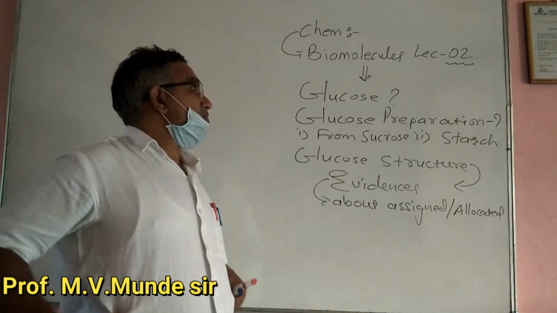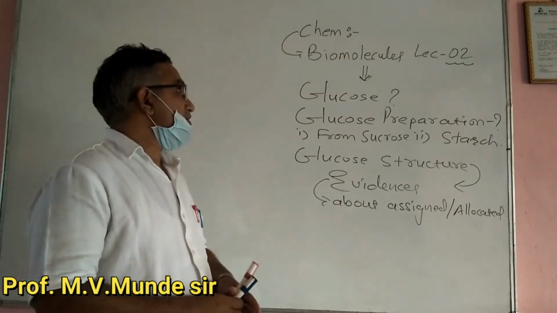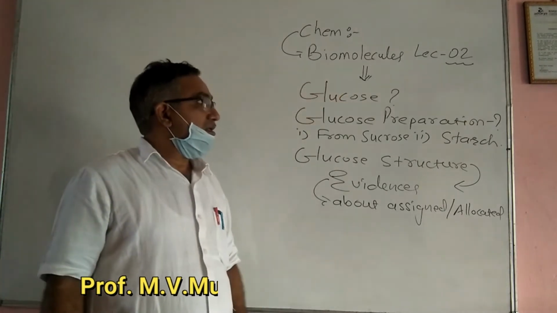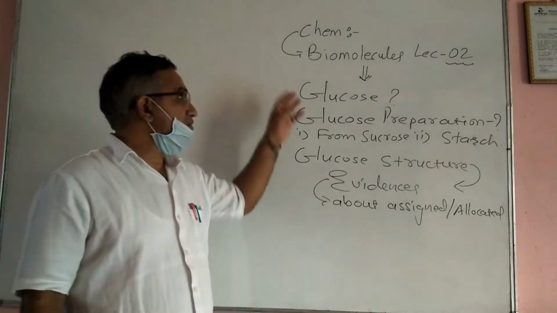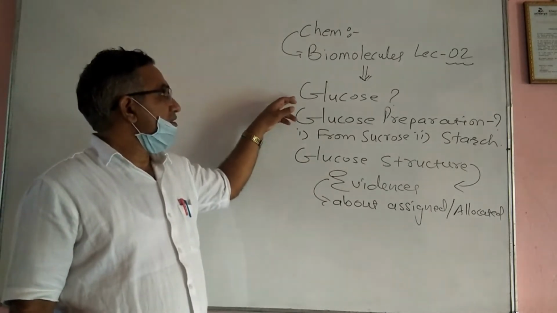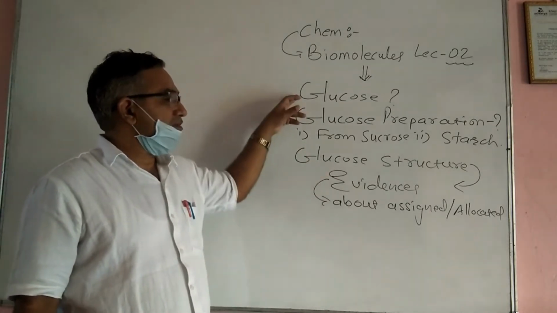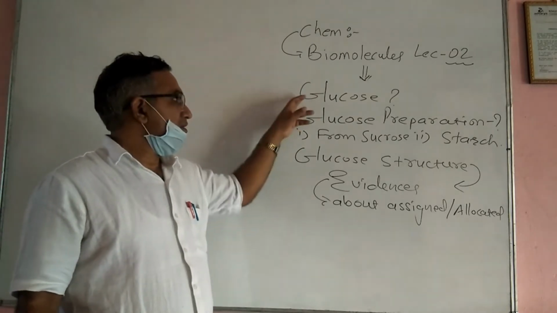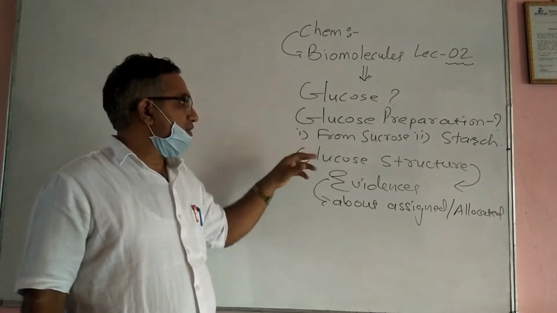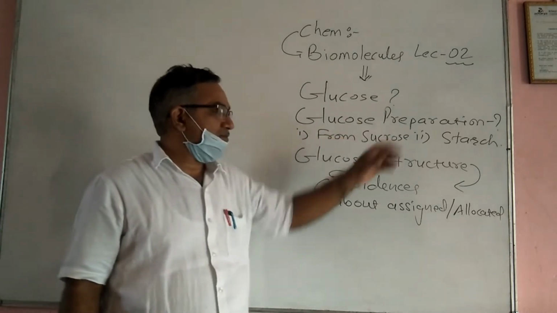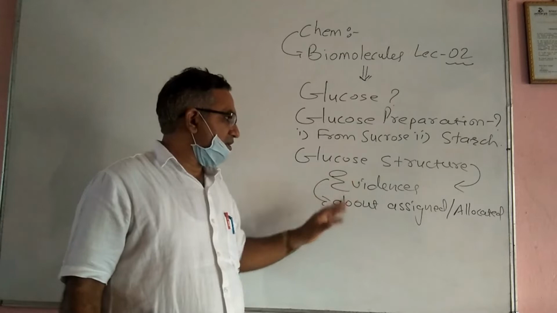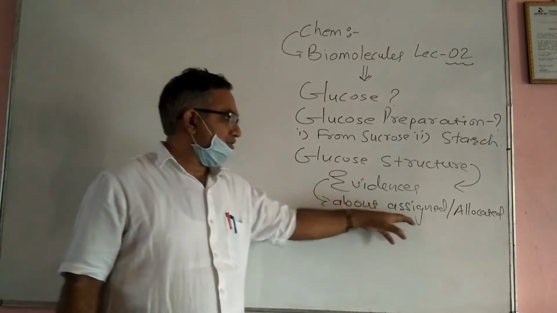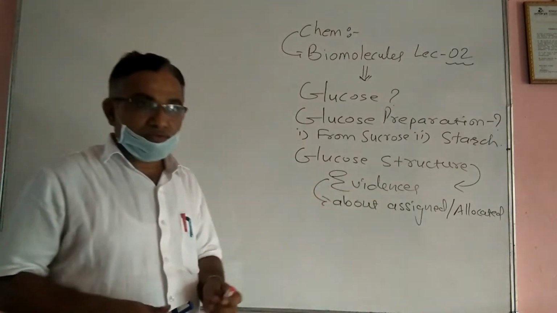Next part of this chemistry biomolecule chapter, lecture number 2. This topic includes the study of glucose, then glucose preparation from sucrose as well as from starch. Then the glucose structure, and the evidences in regard of that, according to the open chain structure of glucose.